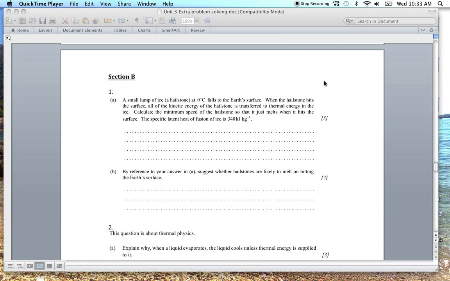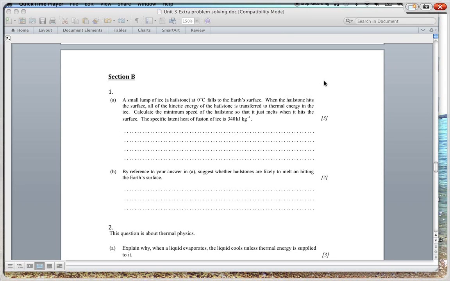Okay, so here we have the second part of these extra problem solvings for Unit 3. The first one: a small lump of ice, a hailstone at 0 degrees, falls to the Earth's surface. When the hailstone hits the surface, all of the kinetic energy of the hailstone is transferred into thermal energy in the ice. Calculate the minimum speed of the hailstone so that it just melts when it hits the surface. The specific heat of fusion of ice is 340 kilojoules per kilogram.